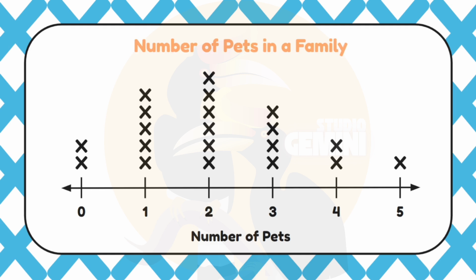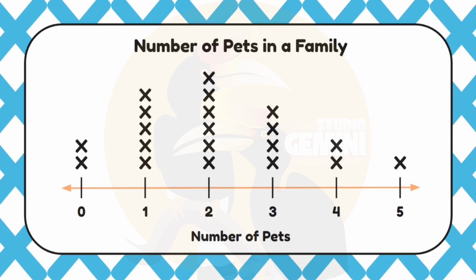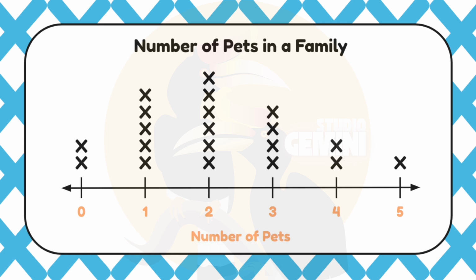According to the title, this line plot shows the number of pets in a family. The data is graphed above the number line. Each X represents one family. The numbers below the horizontal number line show the number of pets each family has.